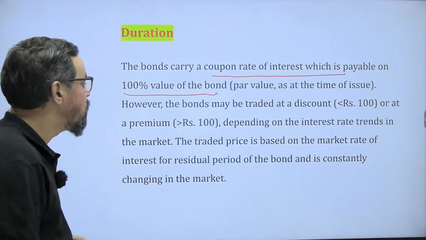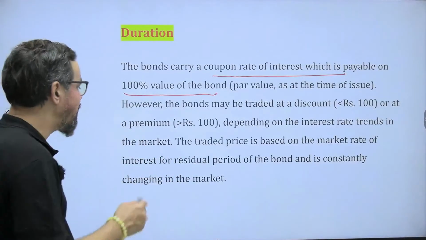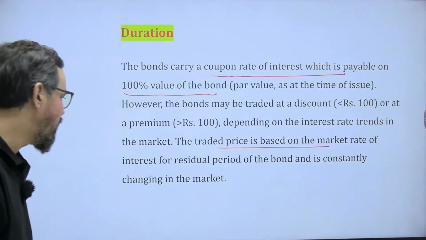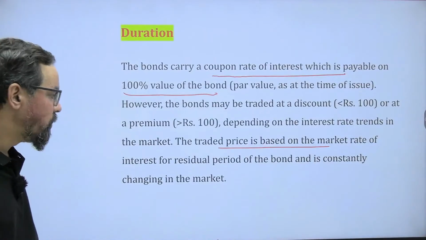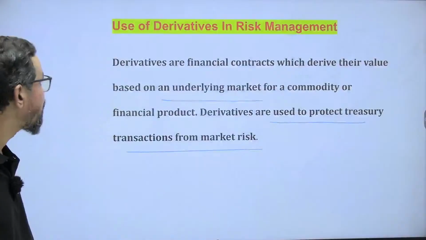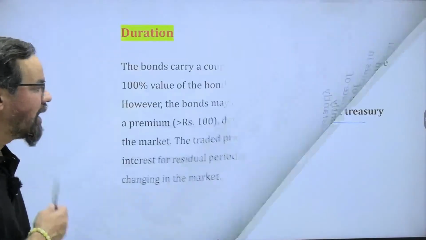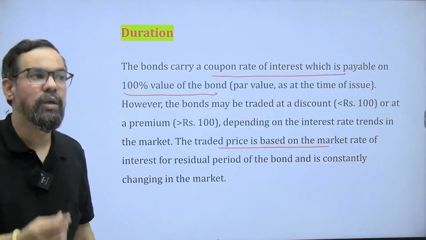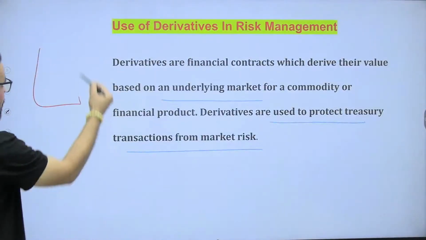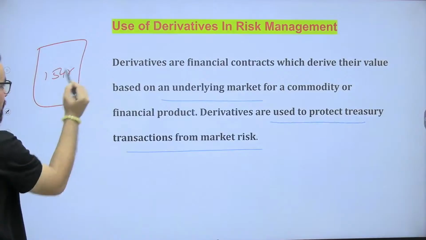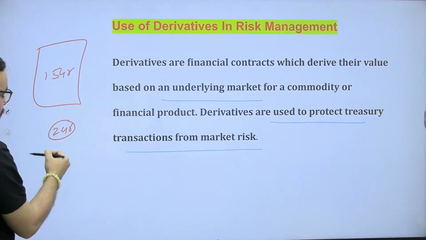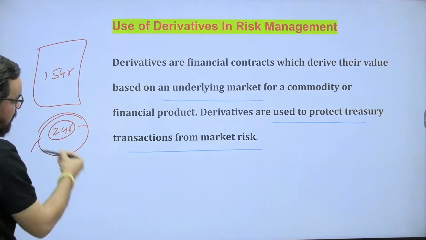So depending on the interest rate and trade markets, the trade price is based on the market rate of interest for the residual period of the bond, which is constantly changing in the market itself. One slide is missing here. Duration is simply saying, let's say the maturity period is 15 years. As I gave you an example, as a treasury, let's say we hold a bond for 2 years, we buy and we sell. This period is generally the duration.